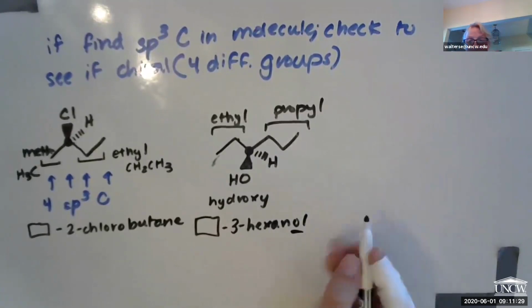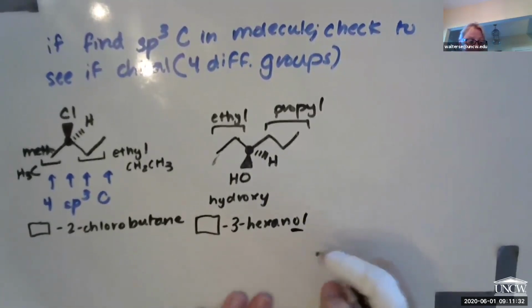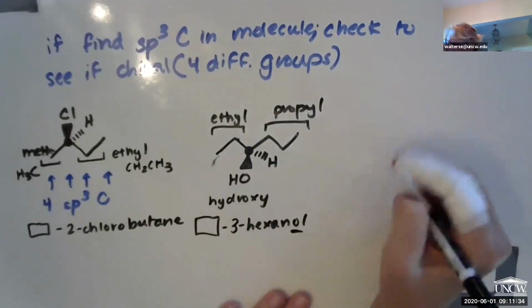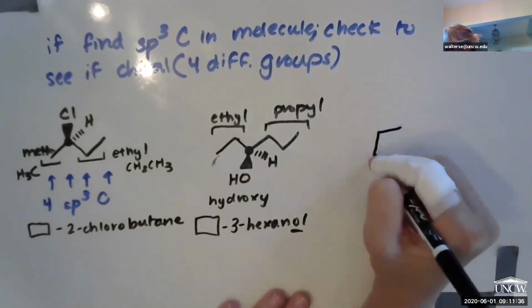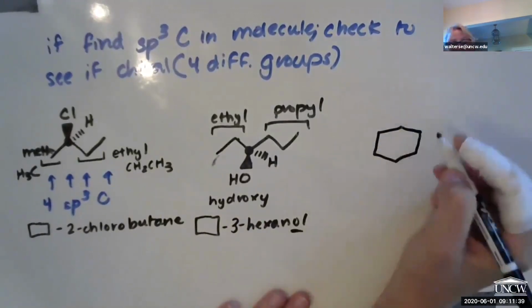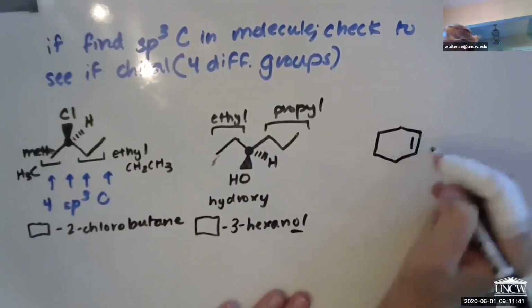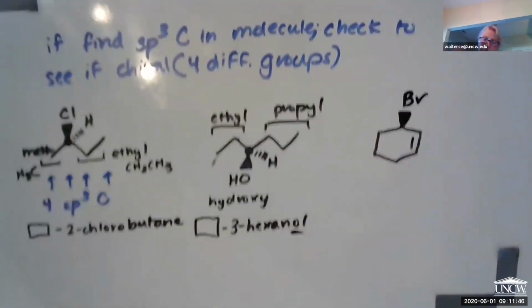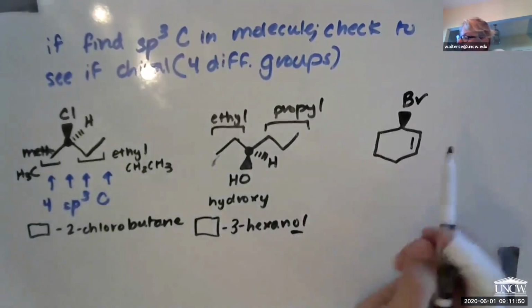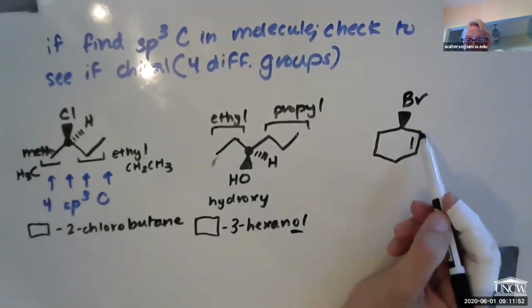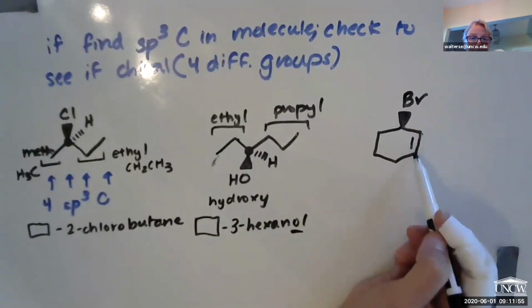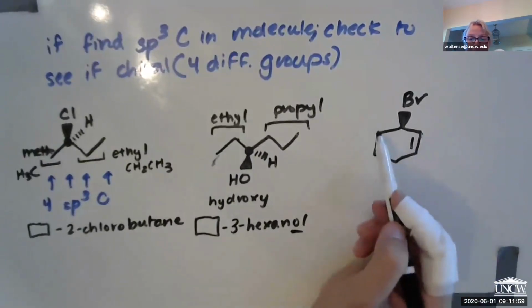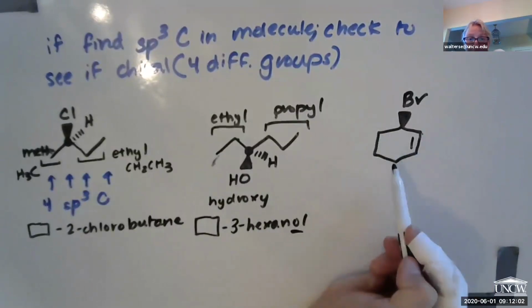Now the last one, and then I'll show you an example when it isn't chiral, is if you take a ring, and we'll just put a bromine on top of the ring. Okay. Now in this case, not all of the carbons are sp3 hybridized. This carbon here and this carbon here are only sp2 hybridized. These carbons are missing 1 hydrogen, whereas these carbons are missing 2 hydrogens.